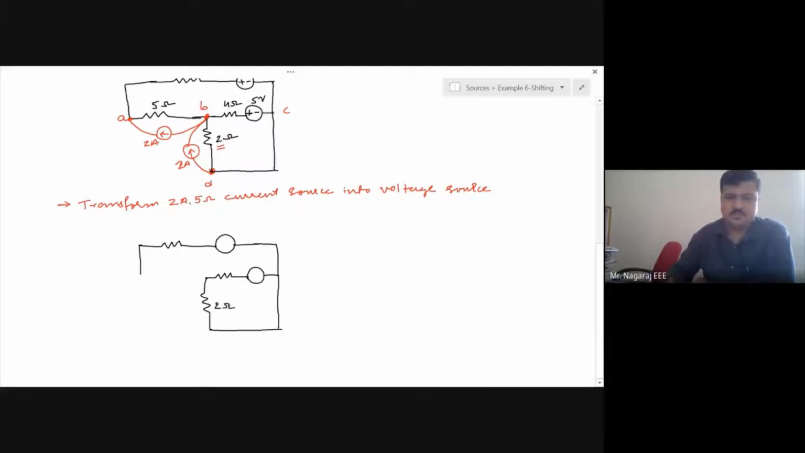So this is 2 ohm. Across this I have a current source of 2 amperes. This is 3 ohms. This is 4 ohms. 5 volts, 5 volts. Okay. So now this 2 ampere 5 ohm resistor can be transformed into a voltage source.